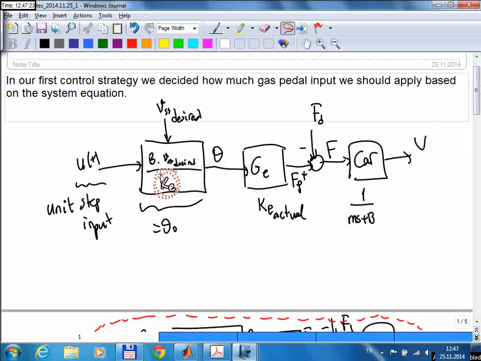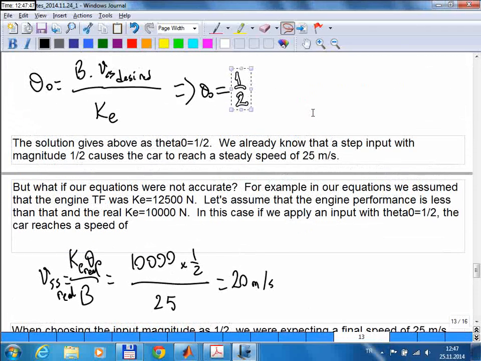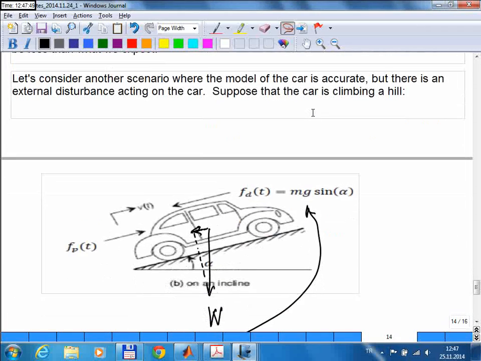But if these ideal conditions are not satisfied, if this KE actual is different than this KE number, then we saw that we cannot reach our target speed. Okay, so we will arrive at a speed which is different than our target speed. Or if there is a disturbance, then similarly that disturbance will cause the car to go slower or faster, depending on how that disturbance is. If you are climbing uphill, for example, as in this figure, obviously the car will go slower. Or if you are going downhill, then the car will go faster than our intended speed.